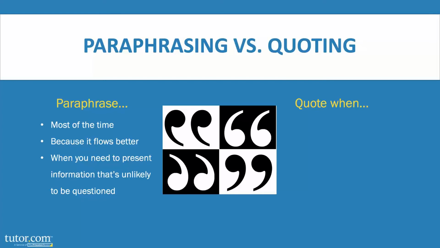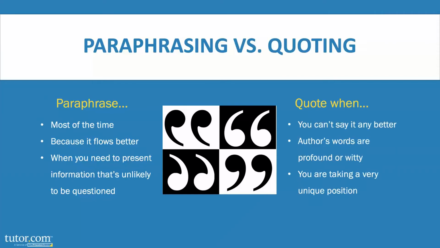On the other hand, you should quote if you can't say it any better than how the author stated it. If their words are just so profound or witty and you cannot say it any better than that, and it will have a much bigger impact if quoted word for word, then okay, quote. Also, if you are taking a very unique position that relies on the reader's understanding of exactly what that writer said about the topic, then quoting might be most appropriate.